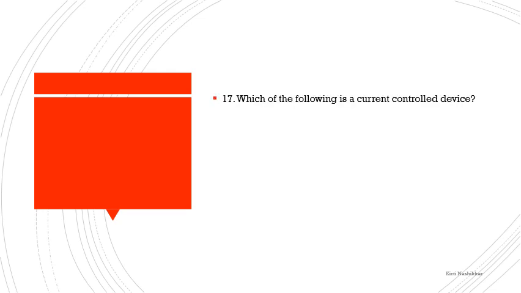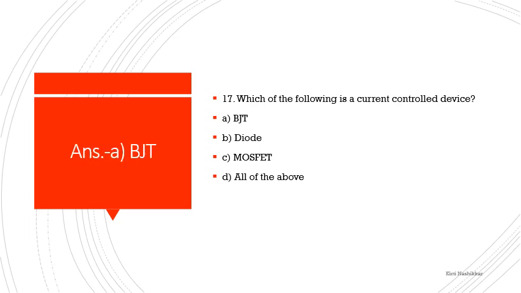Which of the following is a current controlled device? BJT, diode, MOSFET, and all of the above. So we know that BJT is a current controlled device, while a diode is a simple PN junction diode. It is not controlling the flow of the current. MOSFET is a voltage controlled or electric field controlled device. So that's why the correct answer is BJT.